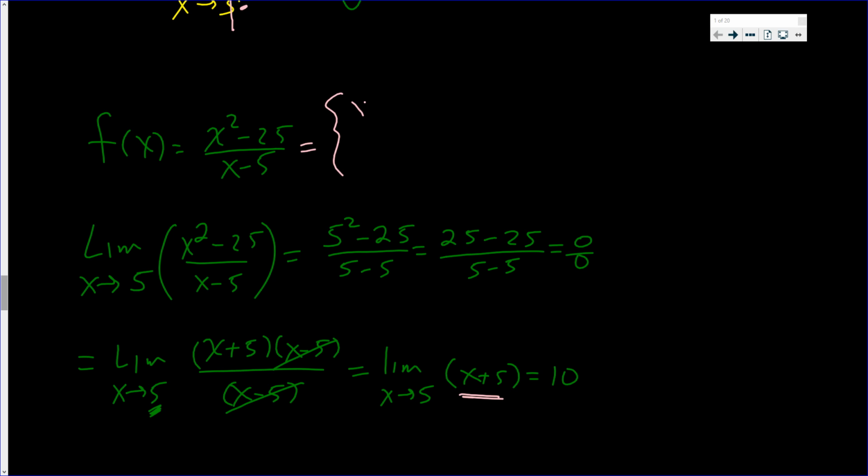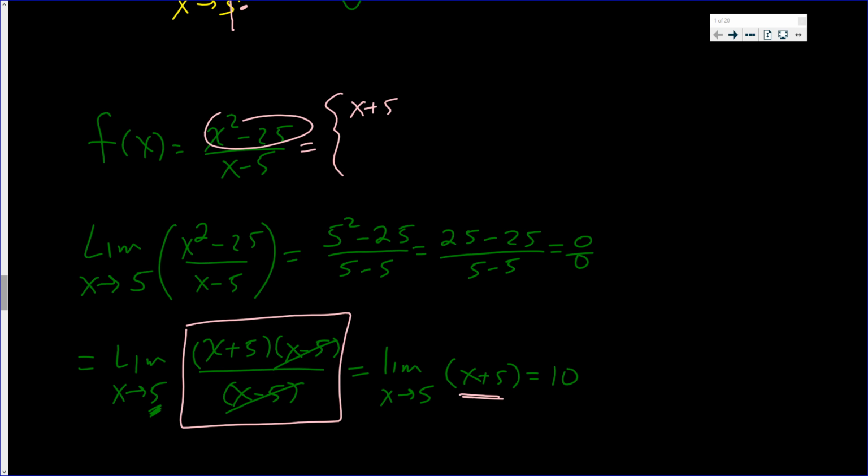Most times it's x plus 5 because it's always this. It's always that. All I did was factor the numerator this way. It's always that. And as long as x is not 5, this always cancels out, and you're left with just x plus 5. But now, when x is 5, it is indeterminate.